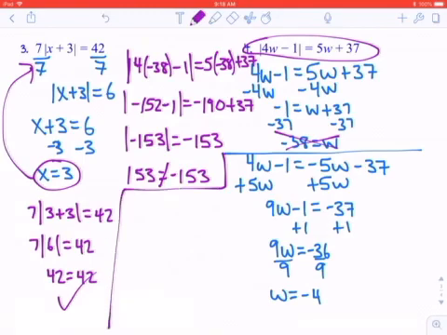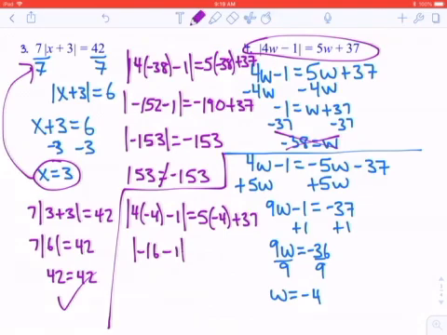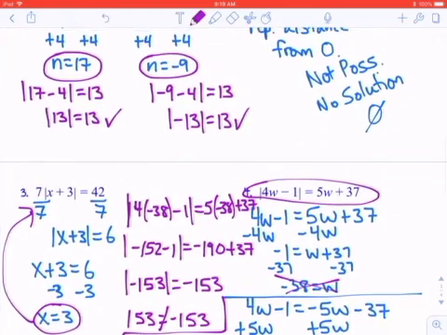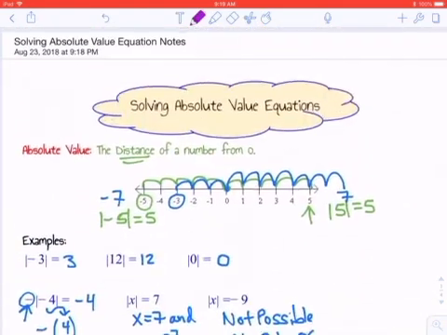So again, plug it into your original problem. So I have the absolute value of 4 times negative 4 minus 1 equals 5 times negative 4 plus 37. So I end up with the absolute value of negative 16 minus 1 equals negative 20 plus 37. So that gives me the absolute value of negative 17 equals 17. And that is a true statement. So I have one solution for number 4. All right, so that's it for solving absolute value equations.